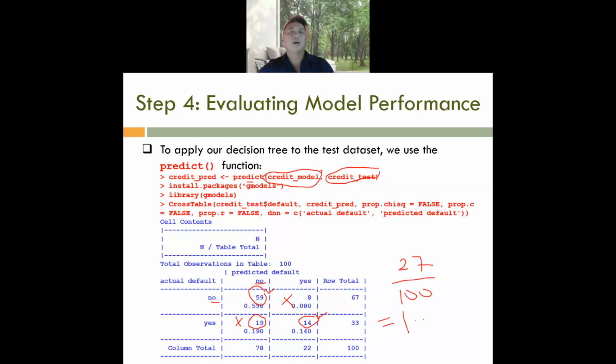So our error will be 27%. So the accuracy will be 100% minus 27%, which is 73%. So this is the accuracy of your model.